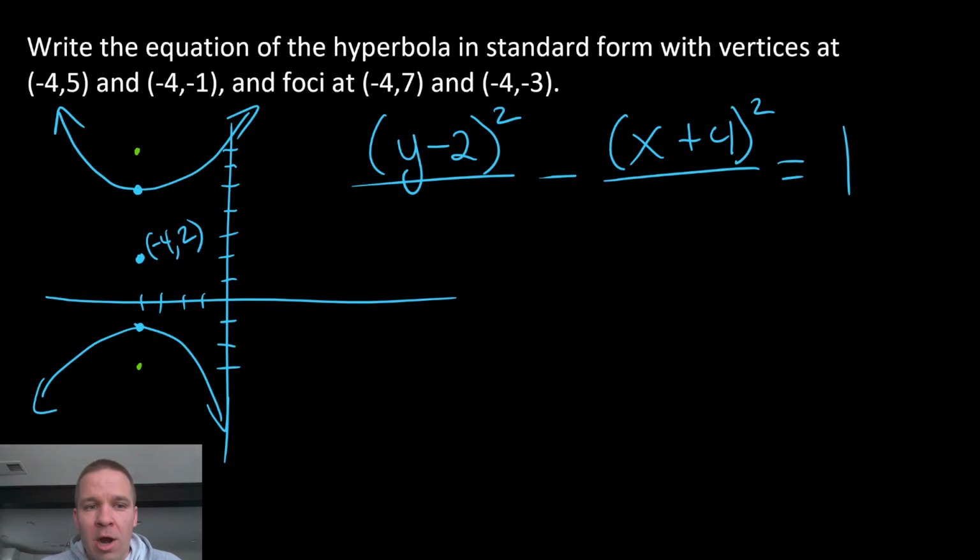Well, remember, our a value is from center to vertex. And how far is this a value right here? That's going to be 3, right? From 2 to 5 is going to be a distance of 3. 3 squared gives me 9.